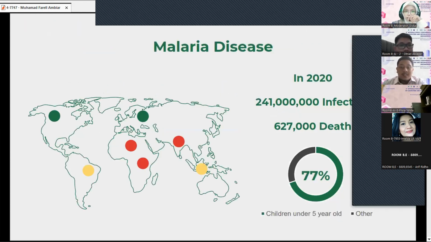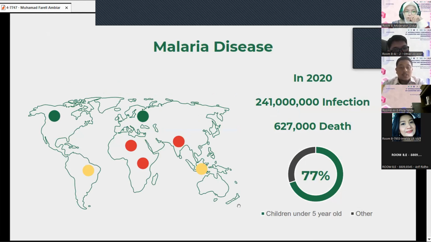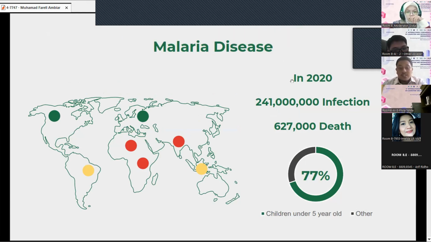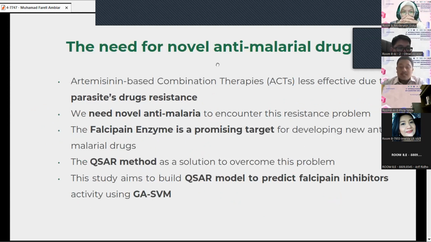Malaria is one of the deadliest endemic diseases in the world. The majority of malaria cases were reported in African and tropical countries. According to the WHO, in 2020 there were an estimated over 200 million infections and over 600,000 malaria deaths, with children under 5 years old accounting for up to 77% of the total malaria deaths in 2020. To this date, artemisinin-based combination therapies, or ACTs, are the antimalarial drugs that have been successfully developed with the highest efficacy. But unfortunately, the parasite is resistant to most available antimalarial drugs.